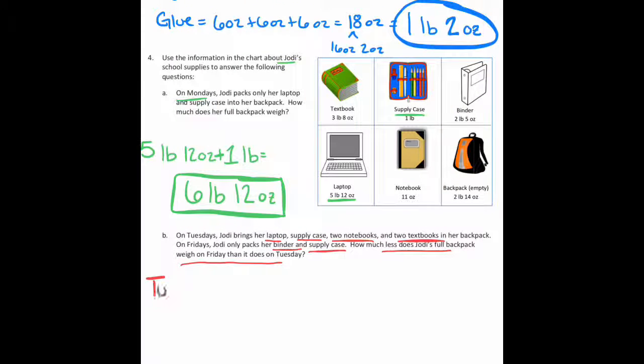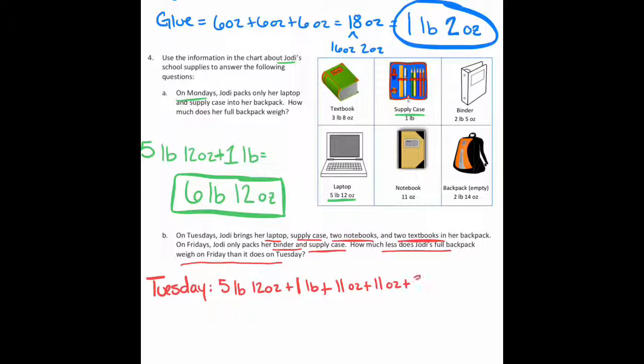So on Tuesday, we've got the laptop, which will be 5 pounds and 12 ounces. We've got a supply case, which is a pound. We've got 2 notebooks, which are each 11 ounces. And we've got 2 textbooks, which are each 3 pounds and 8 ounces.